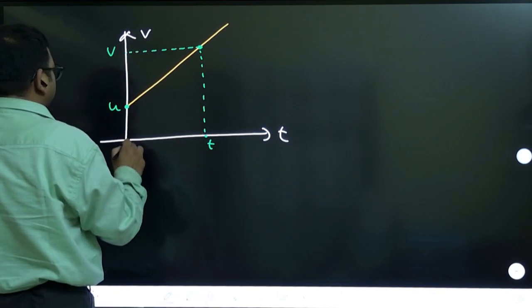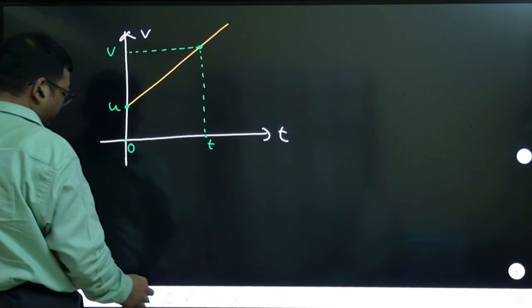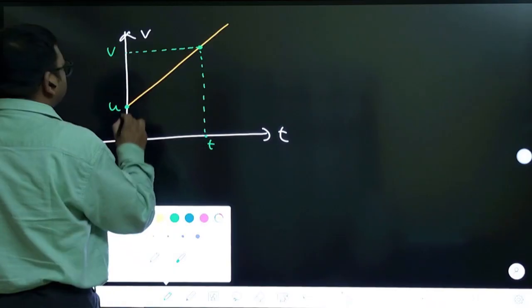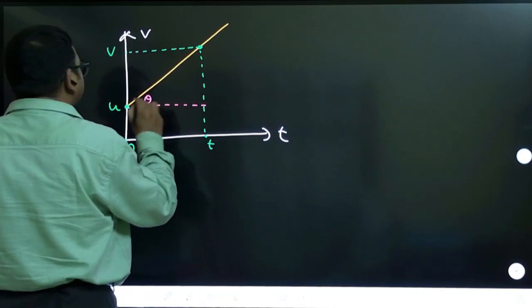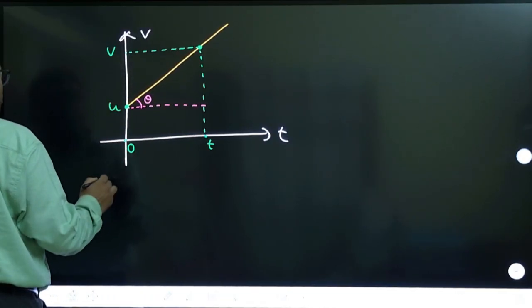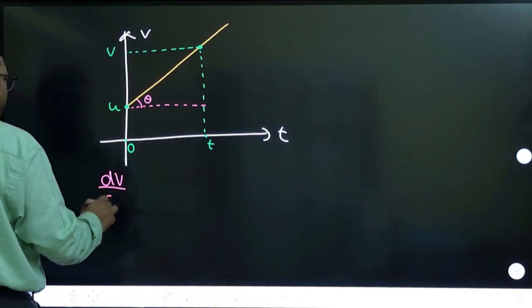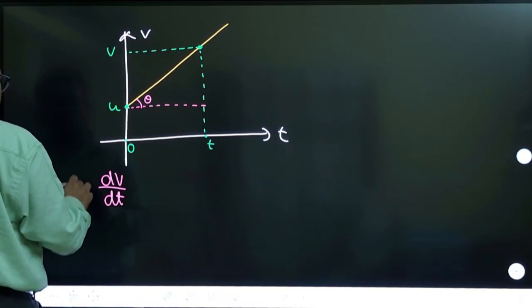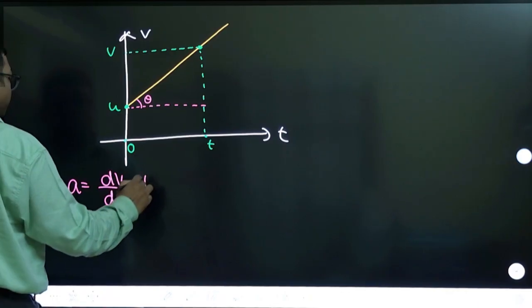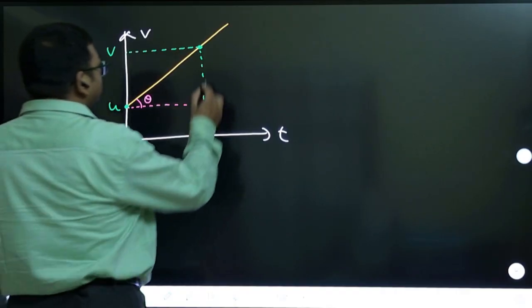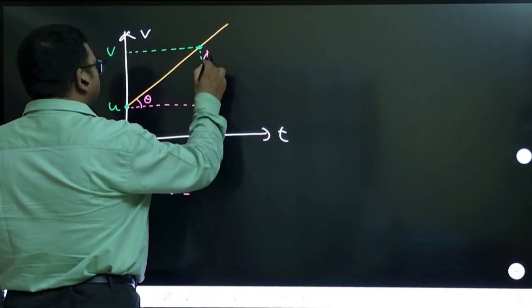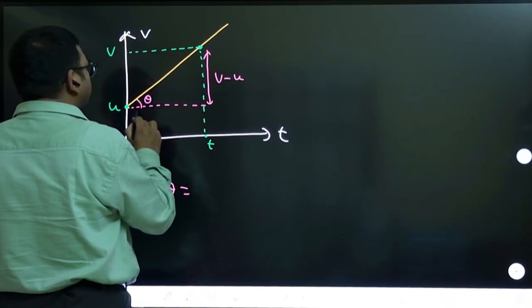What is the slope of a velocity-time graph? The slope of this graph is dv by dt, which is nothing but acceleration, and here it is a straight line. So this is tan theta, and tan theta means this distance, which is v minus u, and this distance, which is t.